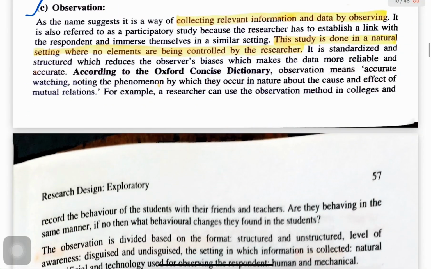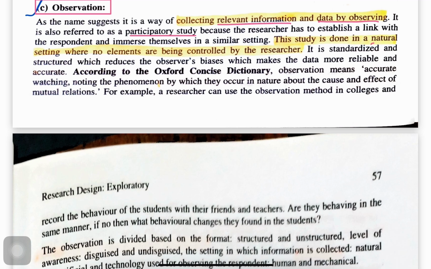The next way of collecting primary data is the observation method. This is a very simple yet very powerful tool to collect primary data. As the name suggests, it is the way of collecting relevant information just by observing. It is also referred to as the participatory study, because the researcher has to establish a link between the respondent and immerse themselves in a similar setting.